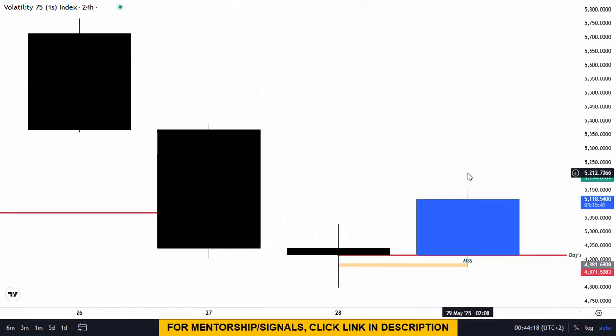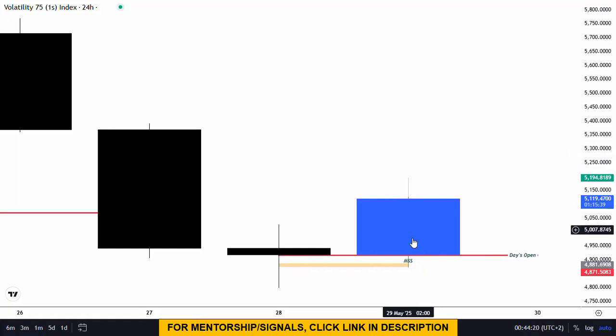So what you want is for price to trade below the day's open. Since you are buying, the price has to trade below the day's open. Okay, and then you can look for your point of interest. If it doesn't do that, just let it ride. Just let it be, man. Just let it go. All right, what we are trying to catch here are big moves, not small. We are trying to catch those big moves.